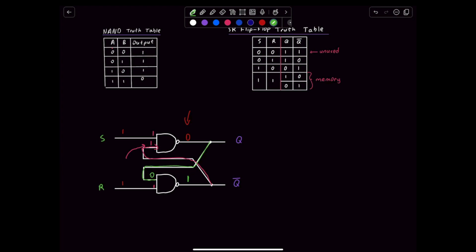In the NAND output. So this is going to create a feedback loop, and this state is going to keep staying like that. This state is not going to change as long as S and R are both 1. This entire portion is going to just keep that feedback loop and keep these values as they are before we turn both of these into 1s.